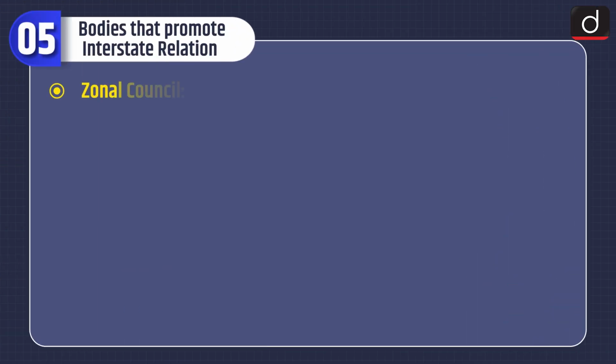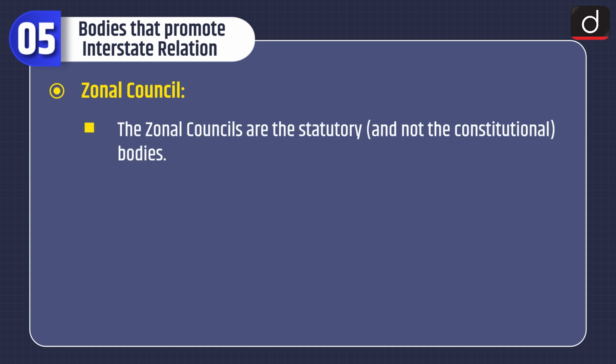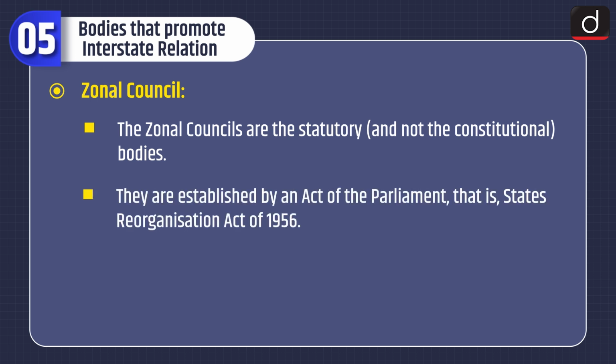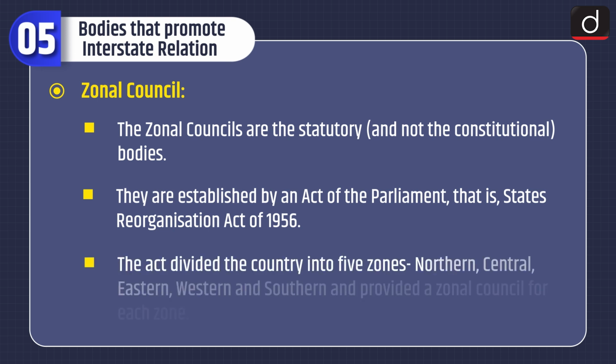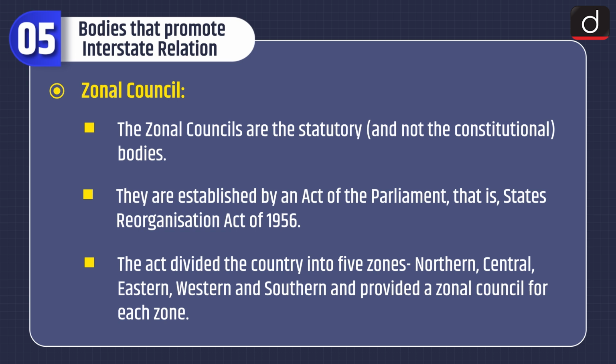Now lastly, let's discuss about the bodies that promote interstate relation. First is Zonal Council. The Zonal Councils are the statutory and not the constitutional bodies. They are established by an Act of the Parliament, that is, States Reorganization Act of 1956. The Act divided the country into 5 zones: Northern, Central, Eastern, Western, and Southern, and provided a zonal council for each zone.